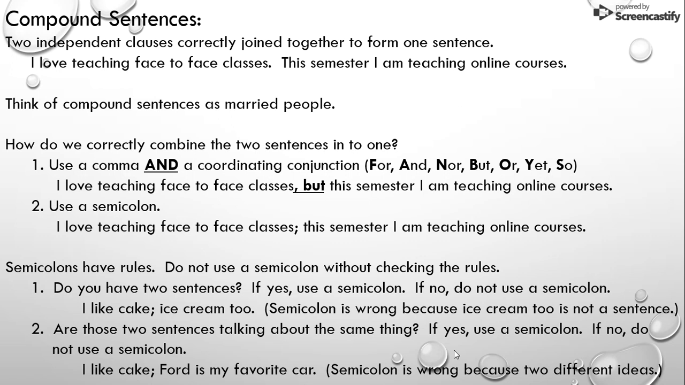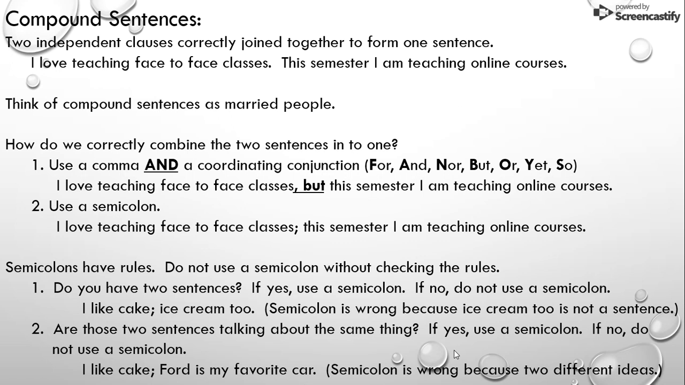Now, that said, you do have to be careful when using semicolons. You can't just go into your paper and start taking periods out and dropping semicolons in. There are some very specific rules that you need to follow when it comes to semicolon use. The first rule is you have to ask yourself, do I have two sentences? If the answer to this question is yes, you can use a semicolon. If the answer to this question is no, you cannot use a semicolon. So up above, I could use a semicolon because I had two sentences. But if you were to say something like, I like cake, ice cream too, you cannot use a semicolon here because ice cream too is not a sentence. And so once you determine that you do not have two sentences, semicolon's off the table.